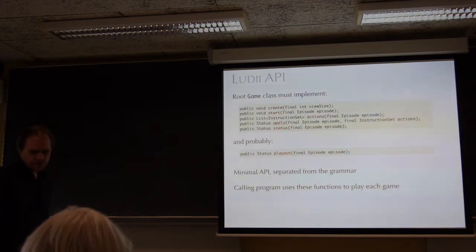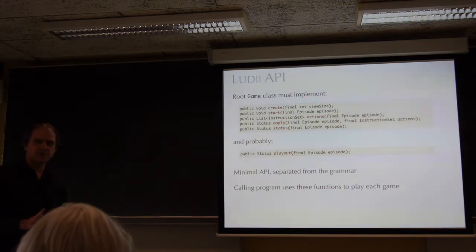The root game class will implement the following functions that the calling program will use to play the game. And I'll probably add a playout function to optimise playouts in future. So it's a very minimal API. The idea is to keep the system as general as possible. And this is separated from the grammar, so the user doesn't have to actually worry about the API.